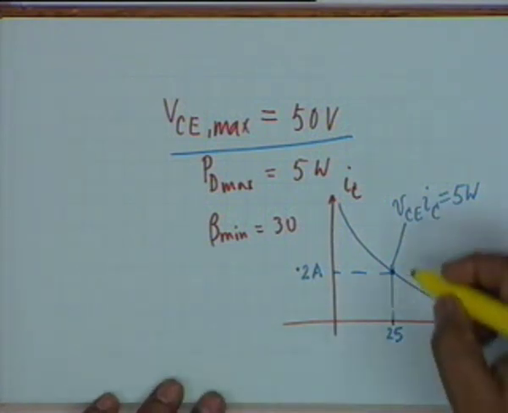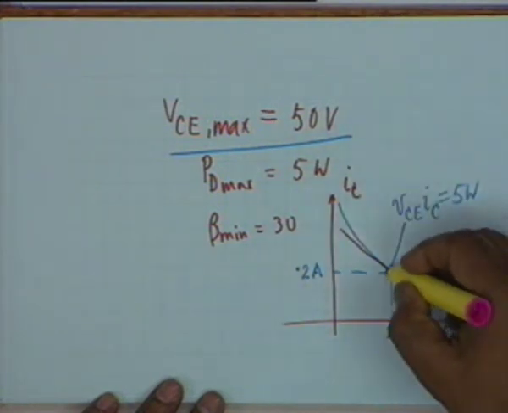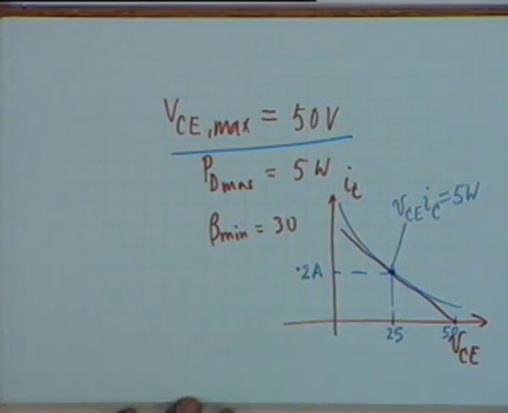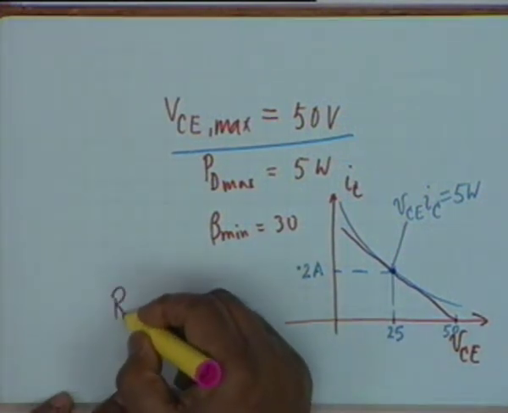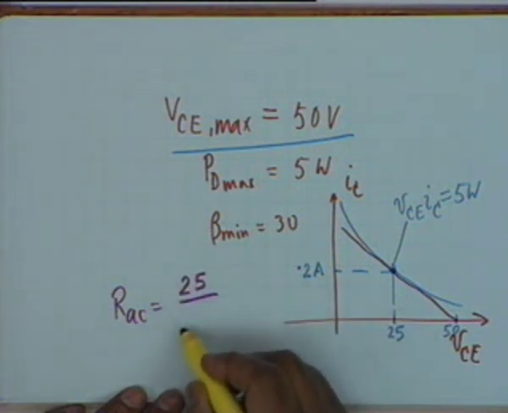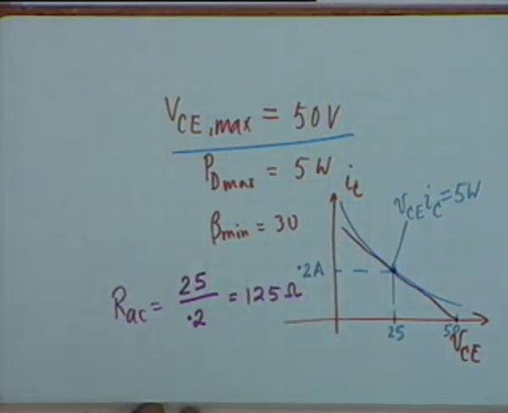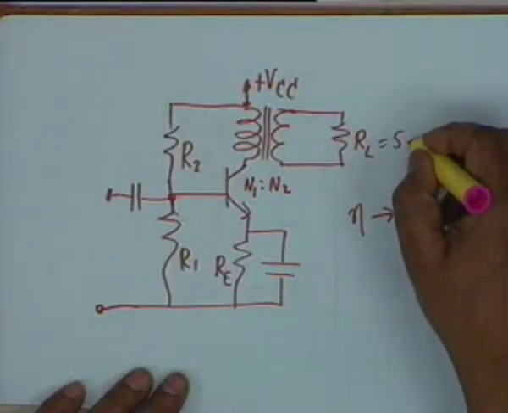Your Q point is now determined, 25 volt and 0.2 amperes. Not only the Q point but the AC load is also determined. The AC load line shall be tangential to this and must pass through the 50 volt line. In other words, our R AC, as we had calculated last time, shall be given by the slope of this line, which shall be 25 divided by 0.2, which is equal to 125 ohms. All right. Now suppose in the transformer coupled amplifier the actual load could be as low as, let us say, 5 ohm. Suppose this is 5 ohms.